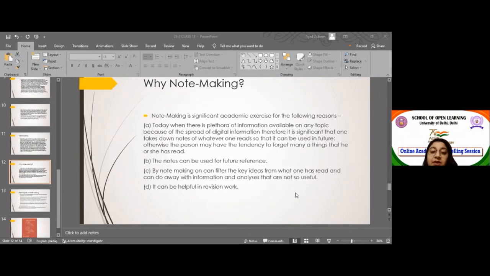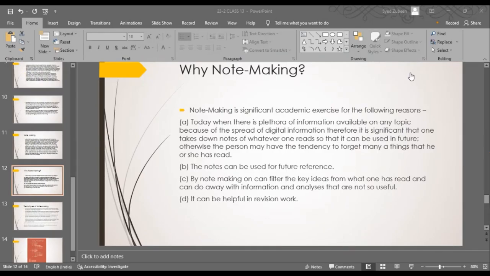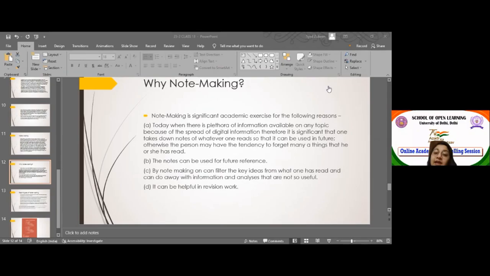And then by note making, one can filter the key ideas from what one has read and do away with information and analysis that are not so useful. For example, because we are in the internet age and we have a lot of information at our fingertips, right? We end up reading a lot more.